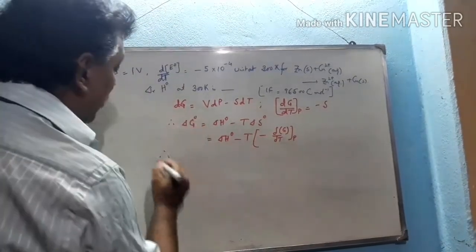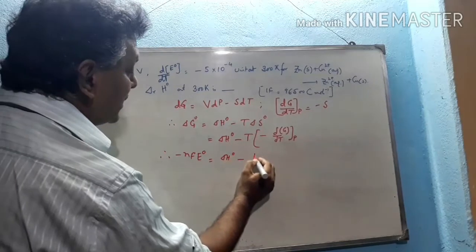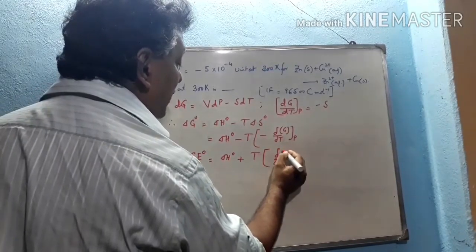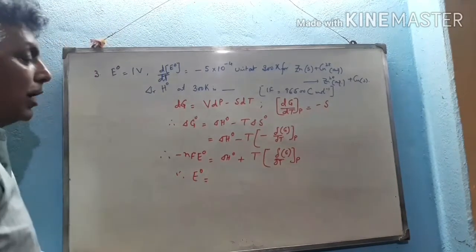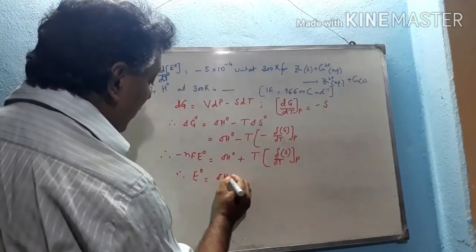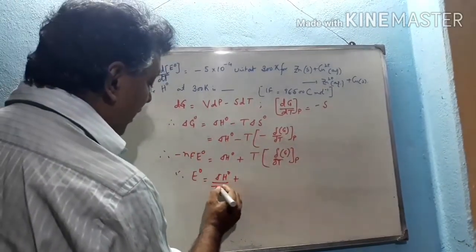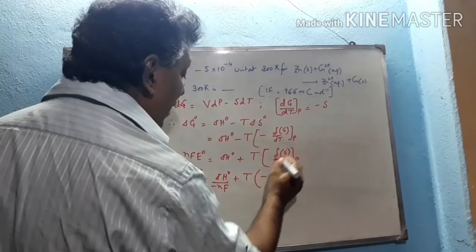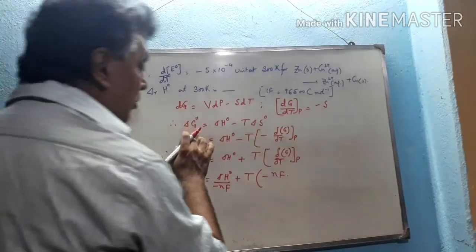So my ΔG0, we know, equals minus nFE0. This equals ΔH0 minus T, and minus means here this will be plus ∂G/∂T at constant P. Therefore ΔG equals minus nFE0, and E0 equals ΔH0 plus ΔG divided by minus nF, and plus T into minus nF divided by nF.